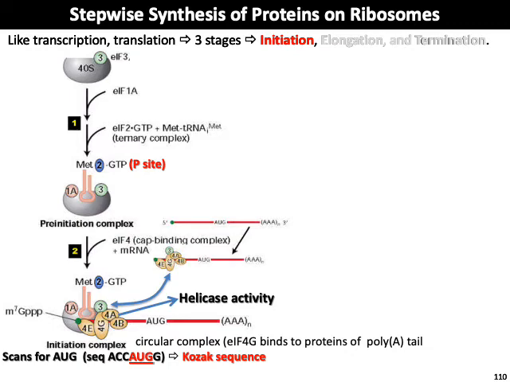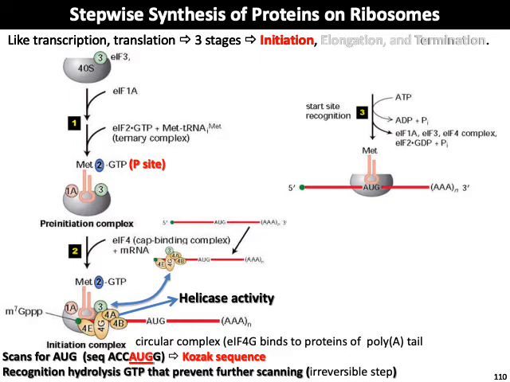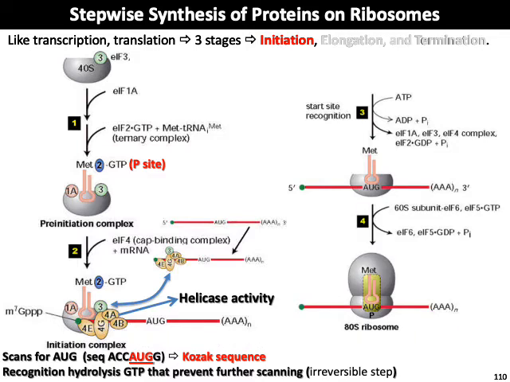Soon after that, the initiation complex starts to scan for the AUG in a sequence called the Kozak sequence. Once the recognition of the Kozak sequence is done, this recognition hydrolyzes GTP that is bound to the transfer RNA-i and prevents further scanning. So it's an irreversible step to ensure that the translation continues. Soon after that, all of these factors are released, and now the ribosome is ready for continuing translation and accepting the large ribosomal subunit, as you can see. Now the ribosome is termed the 80S ribosome.